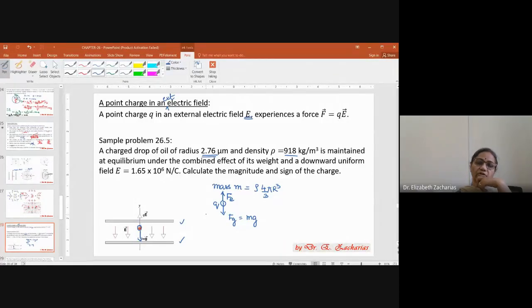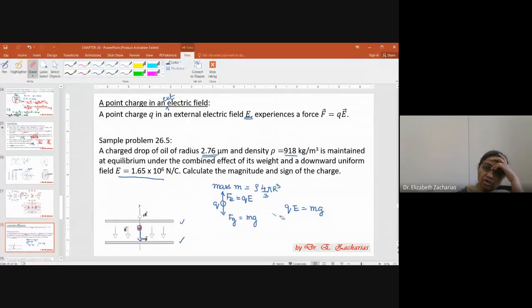You have to find out what Q will be, if you know that the electric field you have applied using these two plates is 1.65 into 10 to the power of 6 Newton per coulomb. So what will be Fe? If Fe is the electrostatic force pushing it up, Fe is equal to the charge of the drop into the field. This oil drop will be balanced if both are equal, or QE is equal to mg.